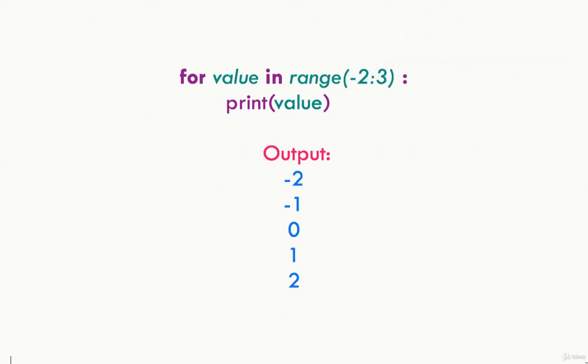Let's look at another example. In this example, we have specified a range from -2 to +3. And you can see in the output that the loop executed 5 times for values from -2 to +2.